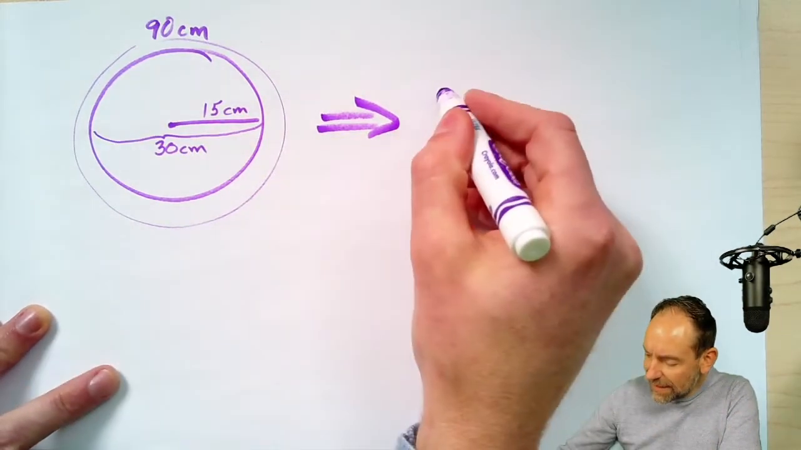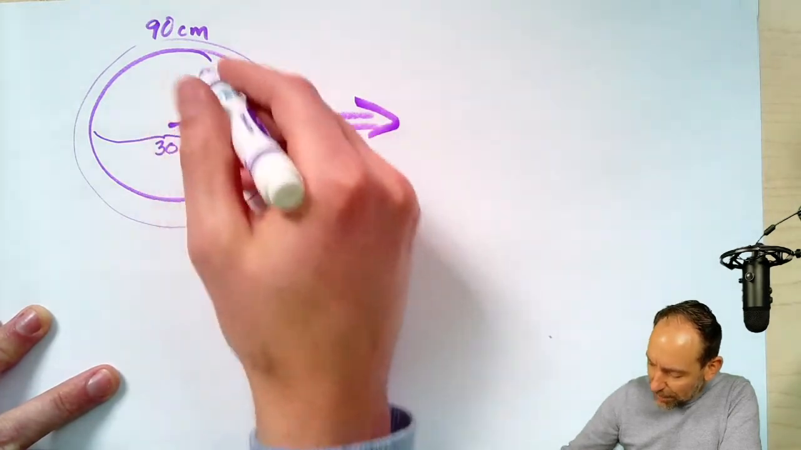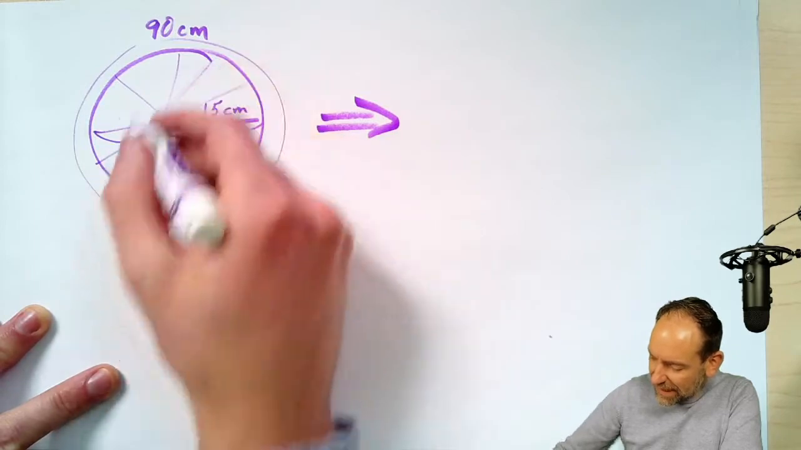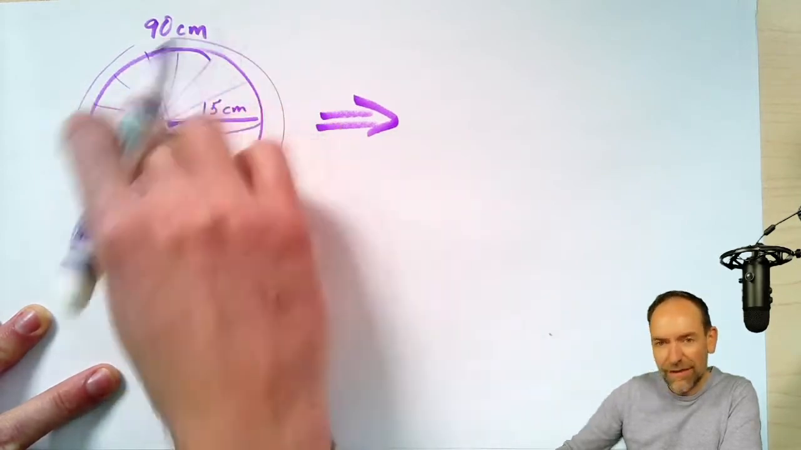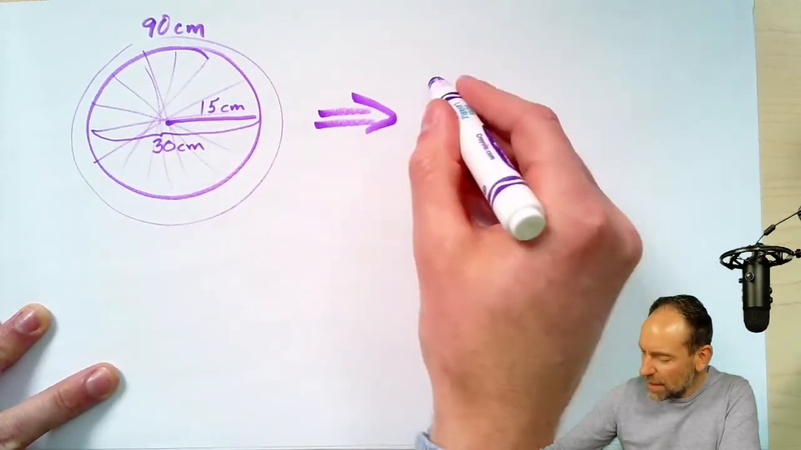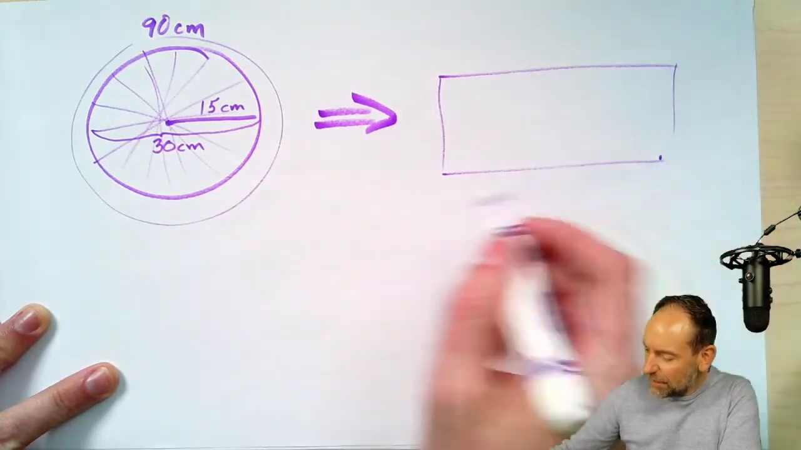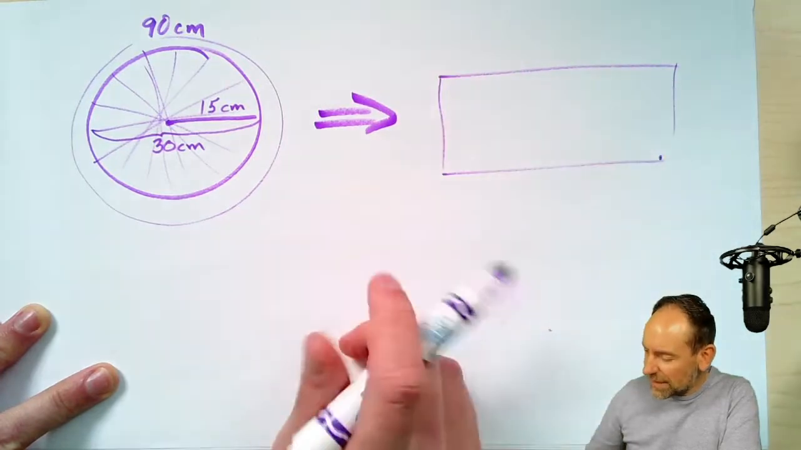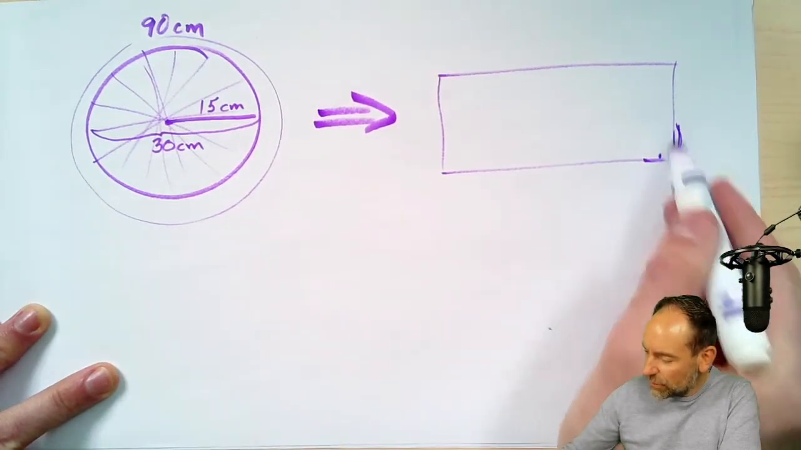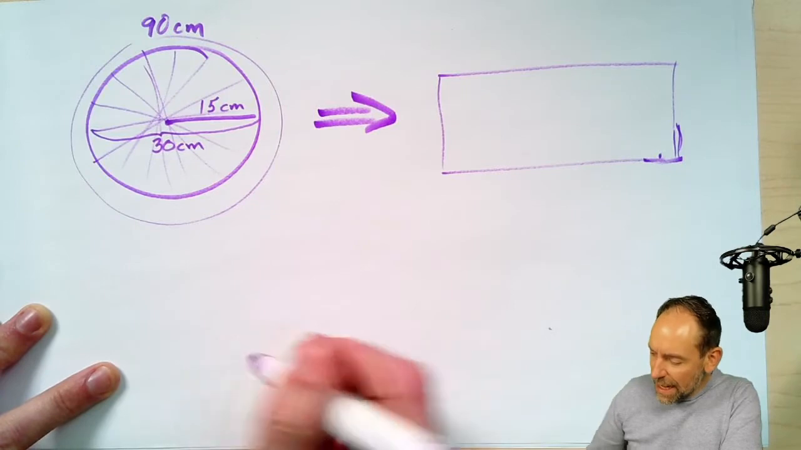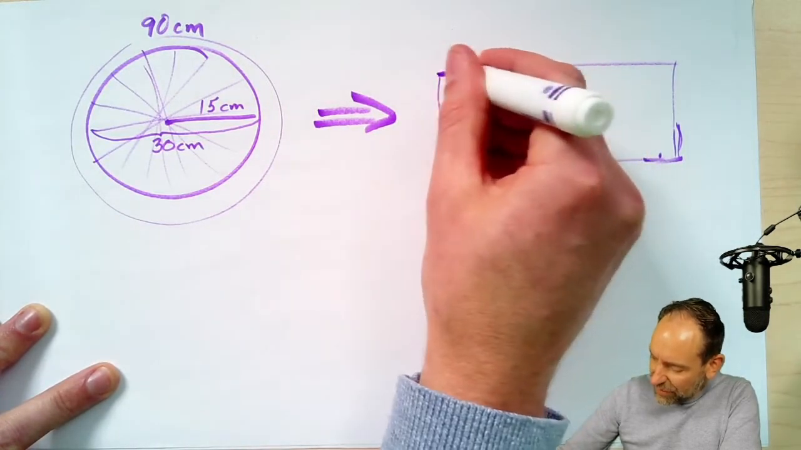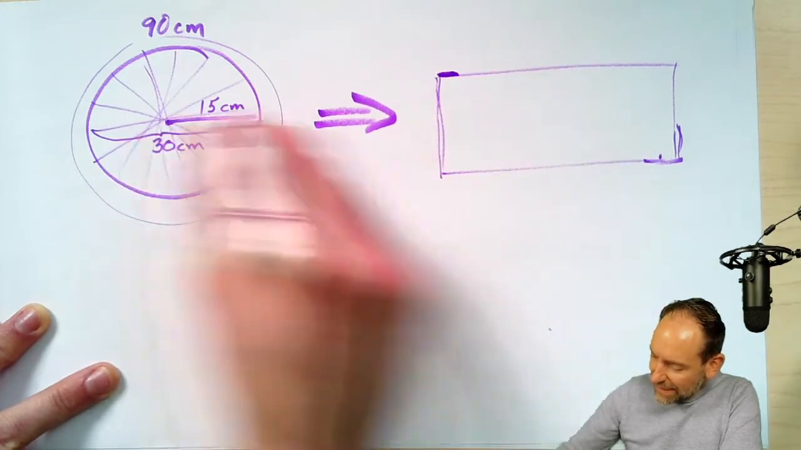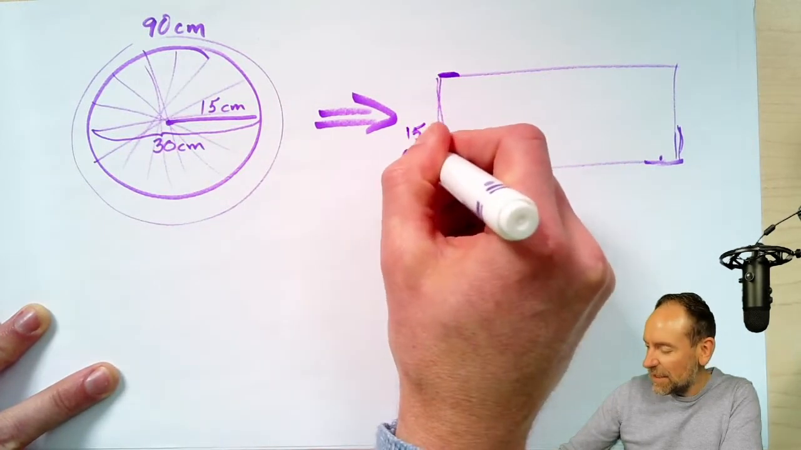But I hope that they still remember that if we were to chop this circle up into infinitely many pieces, and rearrange them by taking pizza slices and placing them, inverting every other pizza slice, you're going to get something pretty close to a rectangle or a parallelogram. This is the crust and this is the radius. So we know that this is 15 centimeters.